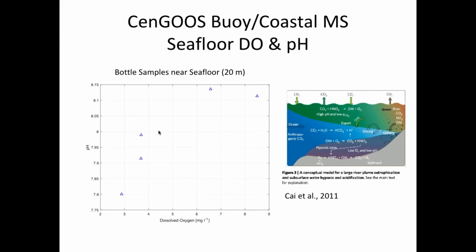We didn't take water samples for carbonate system parameters for the hypoxia program, but we did do some of them for the ocean acidification work. So here I've plotted at the buoy location where we had bottle samples at the bottom that we sent off to Wei-Jun Cai's lab for analysis. And you can see the low pHs at low dissolved oxygen levels and vice versa.